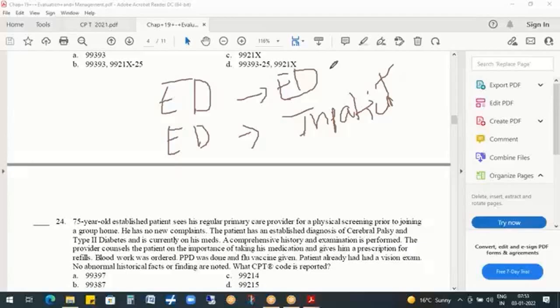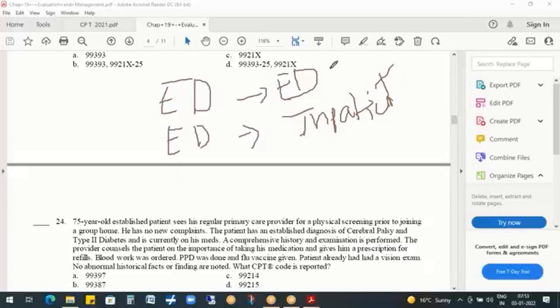2 out of 3 key components. If any 2 are not from the same level, what we need to do? Code to the second lowest level. Understood, everyone? Then, finally, what we need to look for? One of the key factors is time. These are the points, common rules.